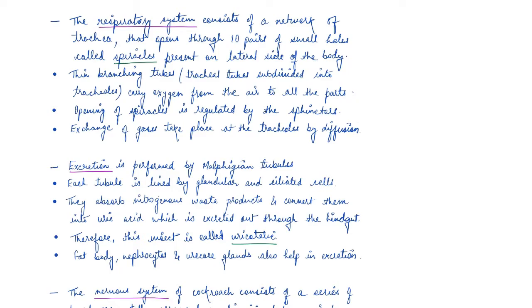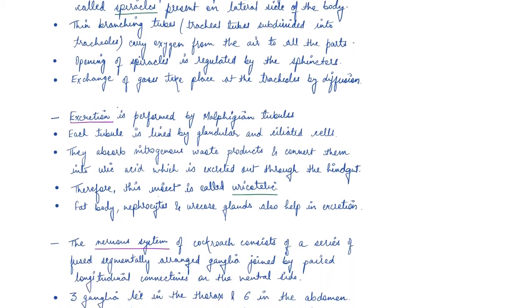Now they have fat body, nephrocytes and uricose glands which help in excretion as well, right? So there are some glands involved. You have glandular and ciliated cells as well, and then you have malpighian tubules which perform the basic function of excretion, right? So this is all about excretion. Now the next is the nervous system.